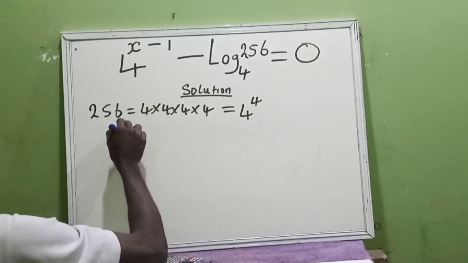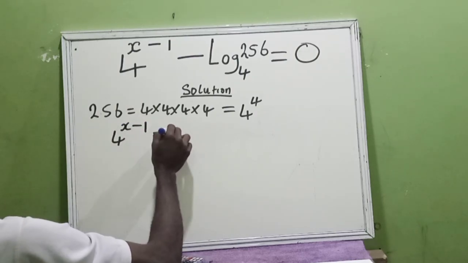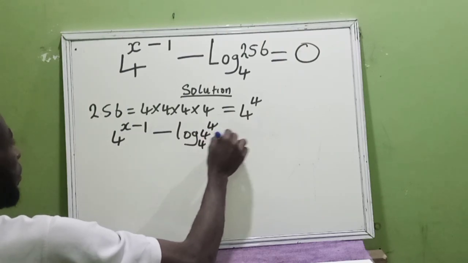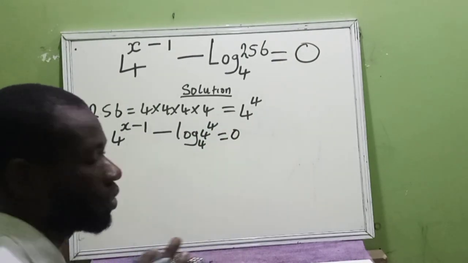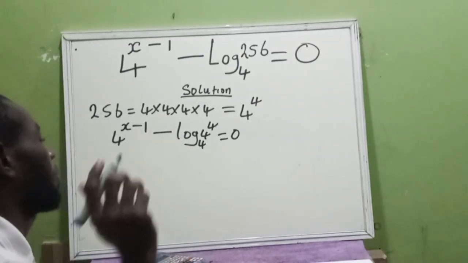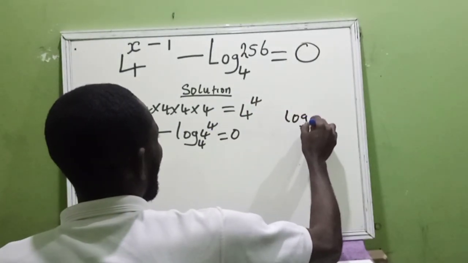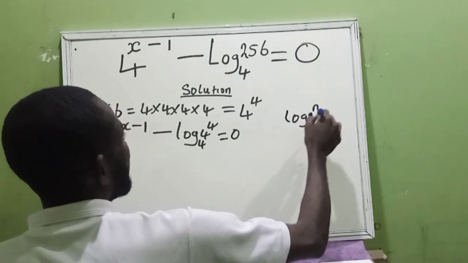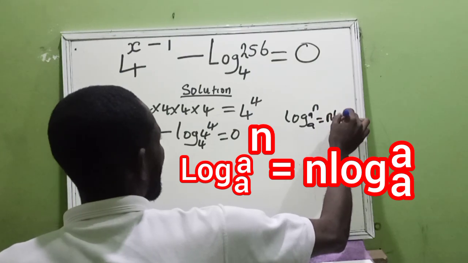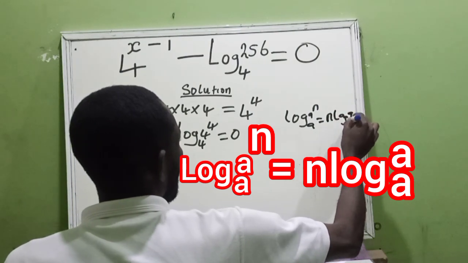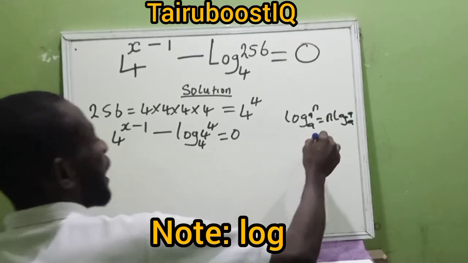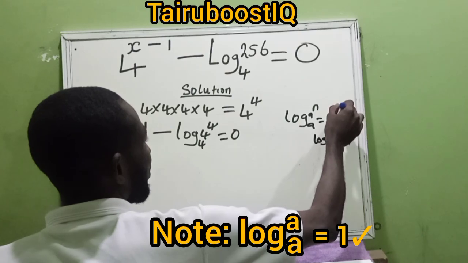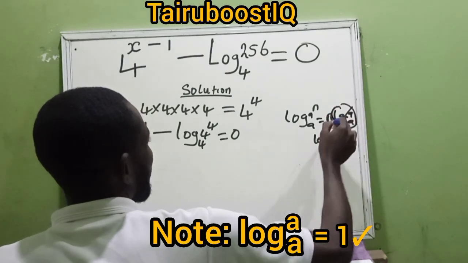Then we are going to have 4 raised to power x minus 1 minus log 4 raised to power 4 in base 4 is equal to 0. At this point, we are going to apply two laws of logarithm. One of the laws is that log a raised to power n in base a is the same thing as n log a in base a. And another law states that when you have a log of the same base, it is equal to 1, that means automatically this place is equal to 1.